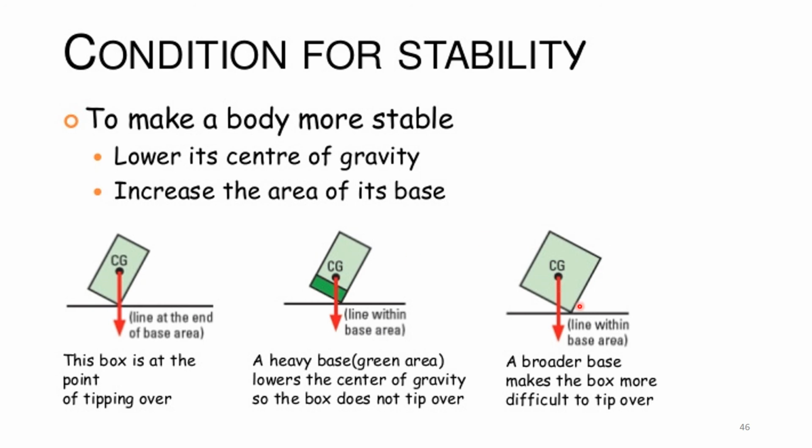Another way is to increase the width of the base. Okay, so if you have a broader base, then even for the same center of gravity, you draw an arrow, the arrow passes through the base. So a broader base increases stability and makes it harder to tip over. You have to rotate the box to a bigger angle to make it tip over.